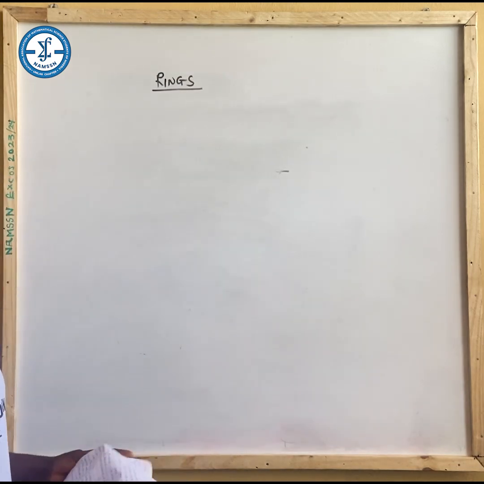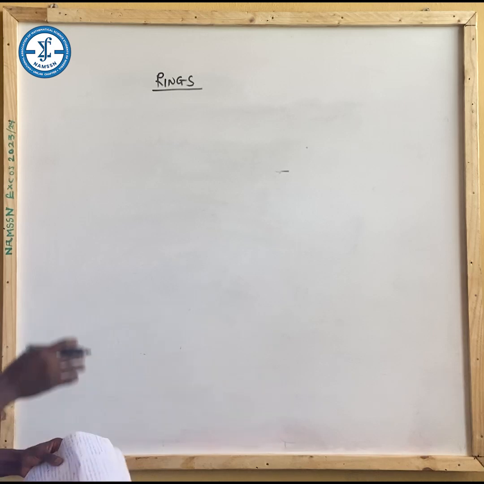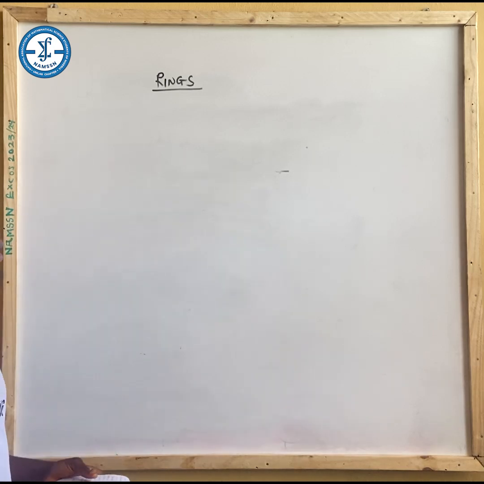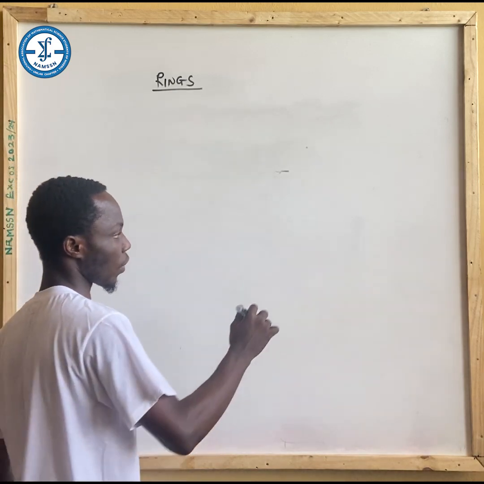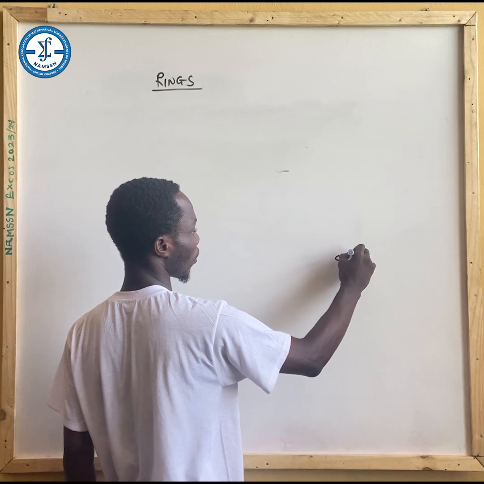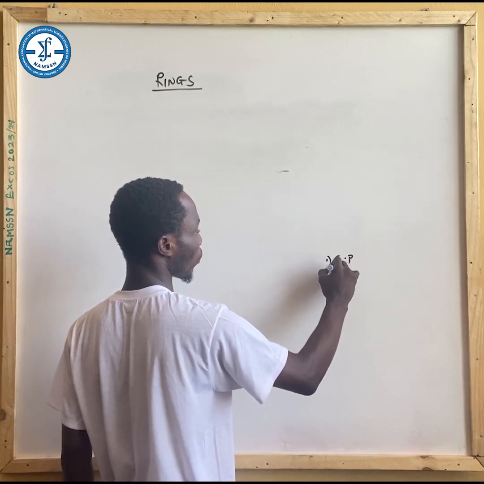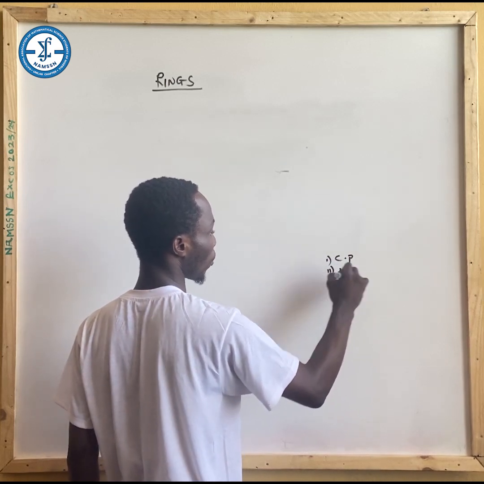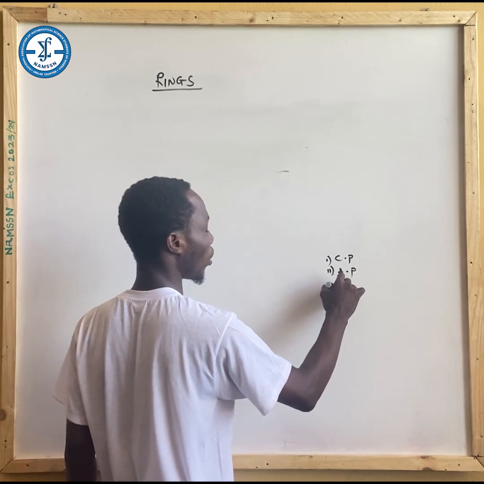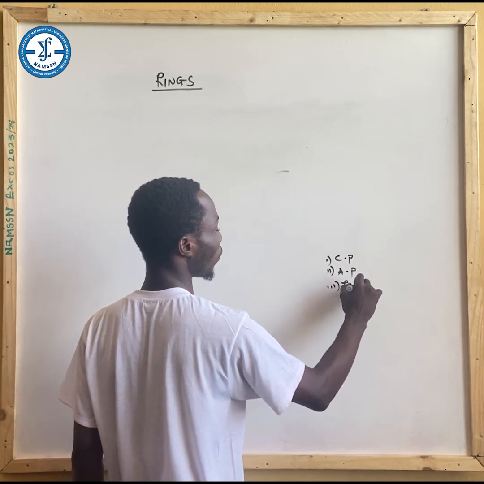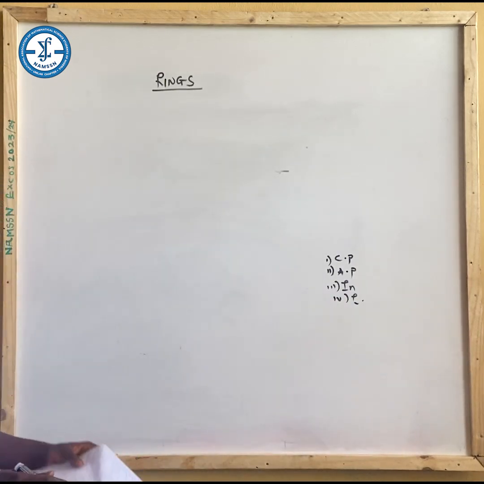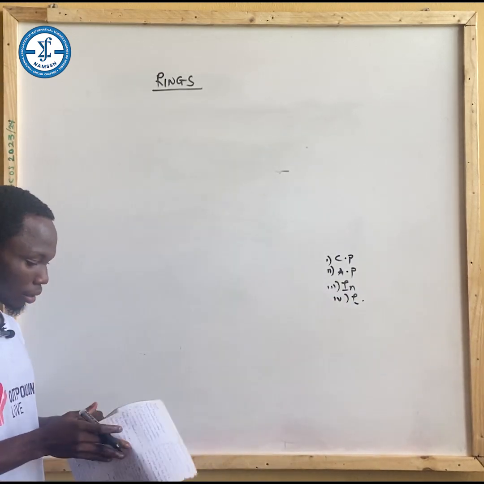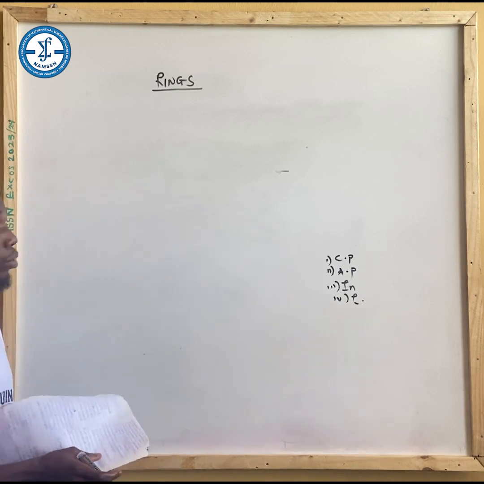Now there is an extension of some properties in rings. For us to say a set is a ring, it doesn't just have to satisfy the closure property, it doesn't have to only satisfy the associative property, and the existence of inverse and existence of identity element. There are some other basic properties it also has to satisfy, which I'm going to be writing on the board.